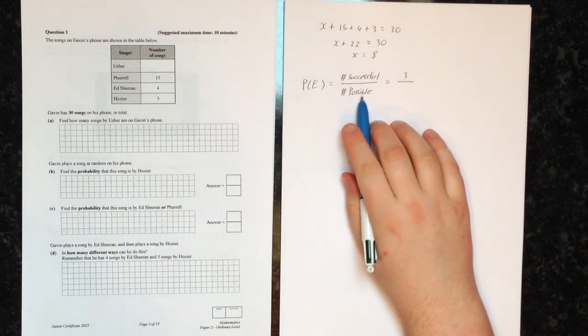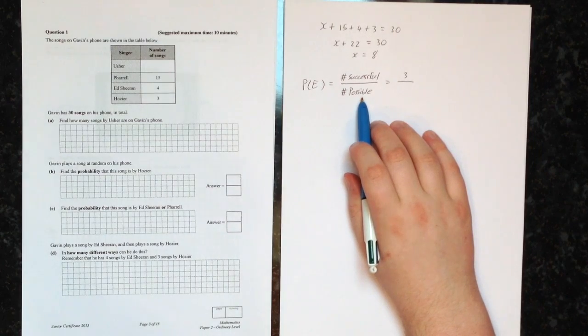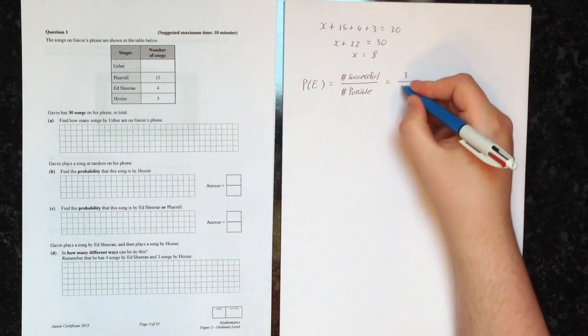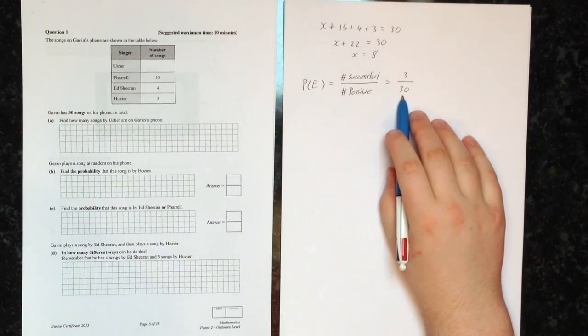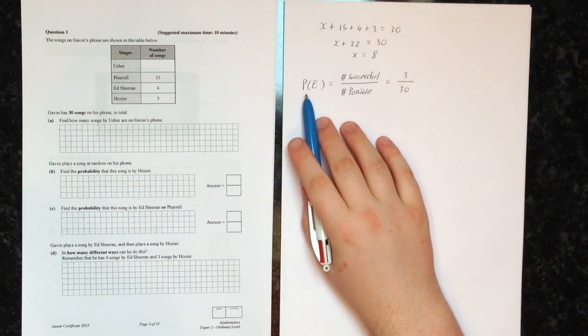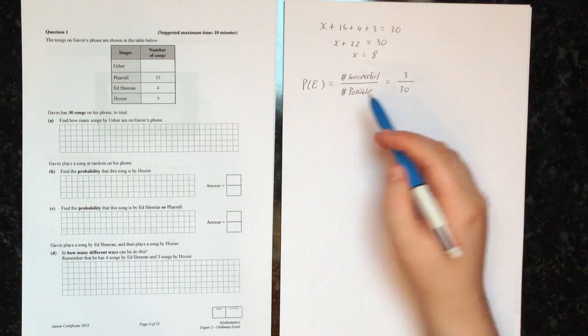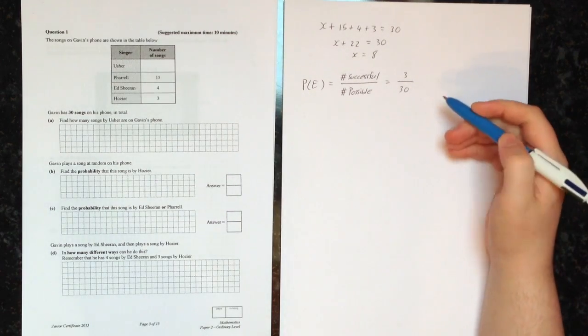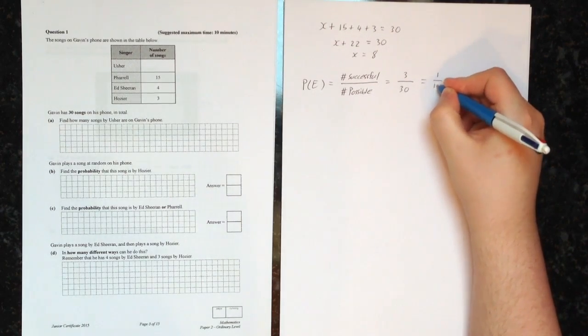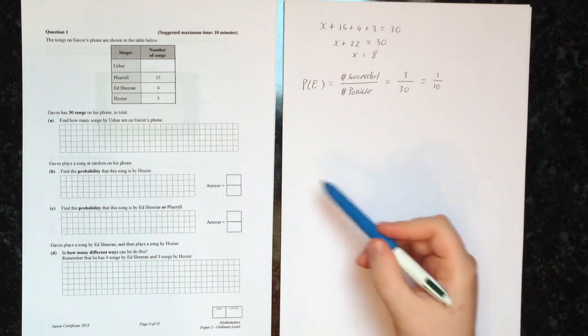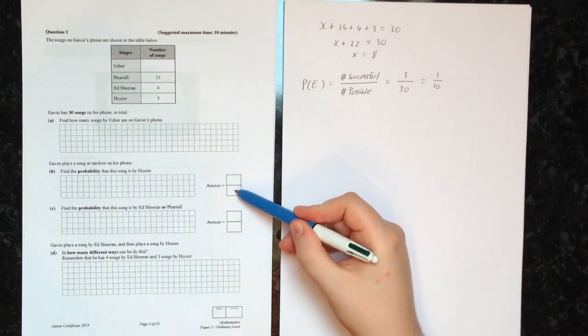That is the number of all outcomes. Each song is an outcome, and there are 30 songs in total, so there are 30 possible outcomes. So the probability that this song is by Hozier is 3 over 30, and that can be simplified to 1 over 10. So that answer goes in here, 1 over 10.